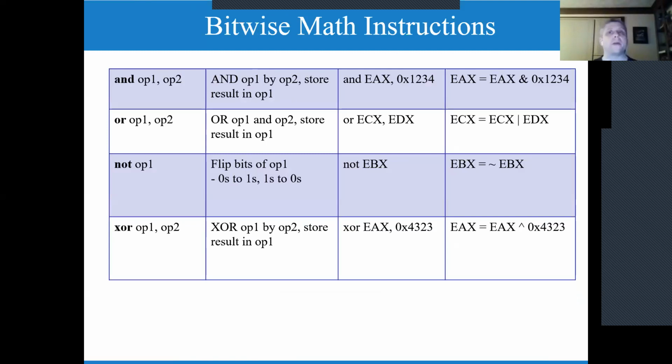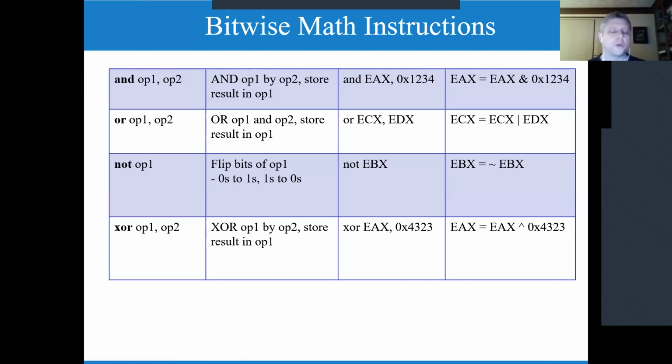There's bitwise math operations. So you can take 2 values and OR them together, and the result will be stored in the first operand. NOT is basically taking the value of the operand and flipping all the 0s to 1s and 1s to 0s. And more importantly, the one that you should really pay attention to is the XOR operation. This is going to take the value in op1 and op2, XOR them together and store the result in op1. We are going to see this a lot when we talk about encryption and finding encryption.